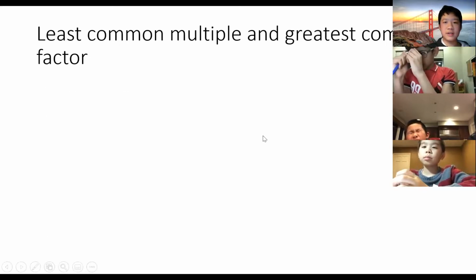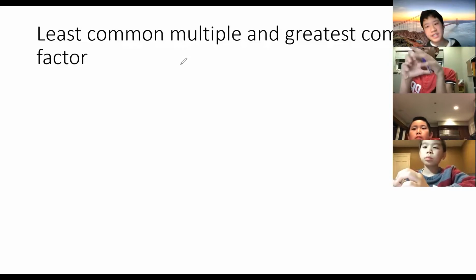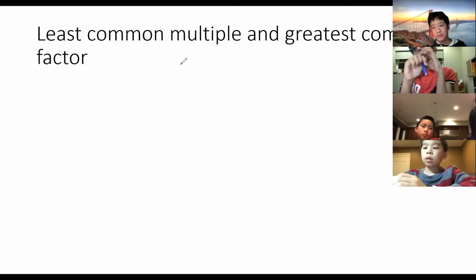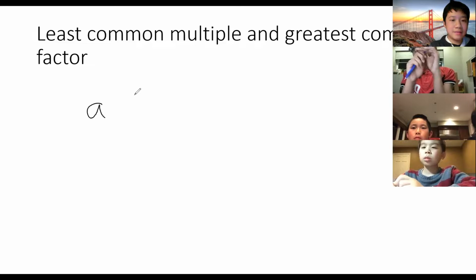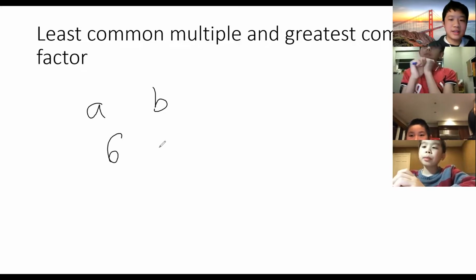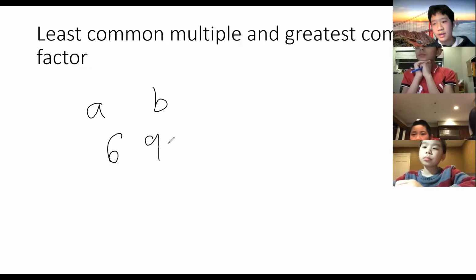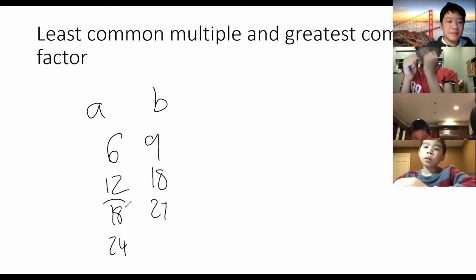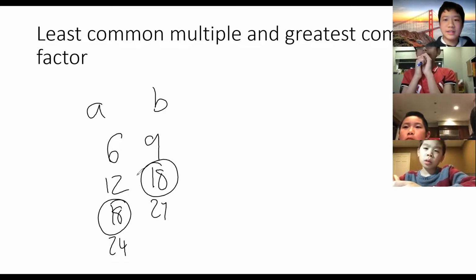Skip this slide for now. So why do we even need to use prime factorizations? This is for least common multiple and greatest common factor, okay? So what is least common multiple? The least common multiple between two numbers a and b is the smallest number that is a multiple of both of them. For example, if I had numbers 6 and 9, the multiples of 6 are 6, 12, 18, 24, and of 9 are 9, 18, 27. I immediately see that 18 is common to both of them, so this is the least common multiple of 6 and 9. Okay?